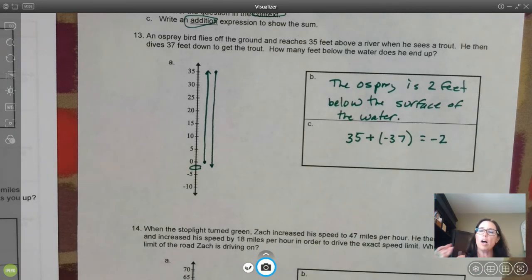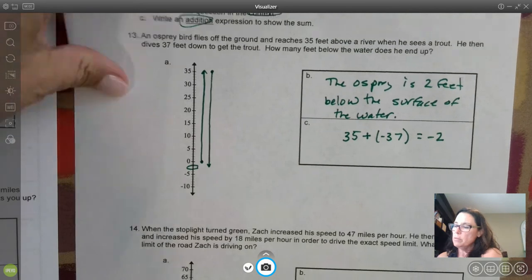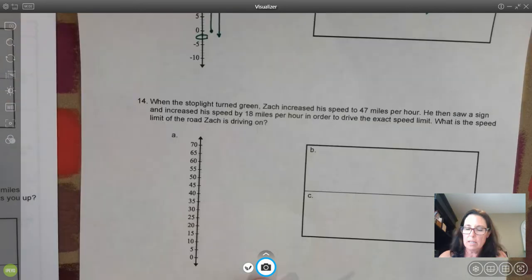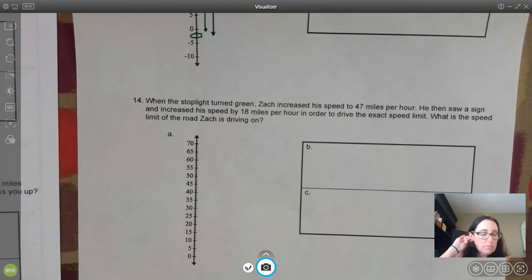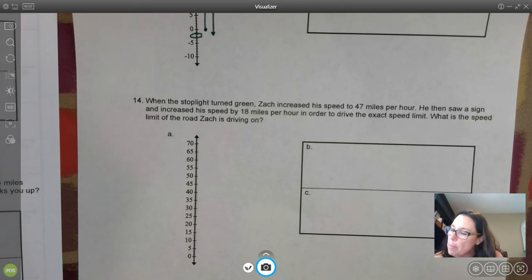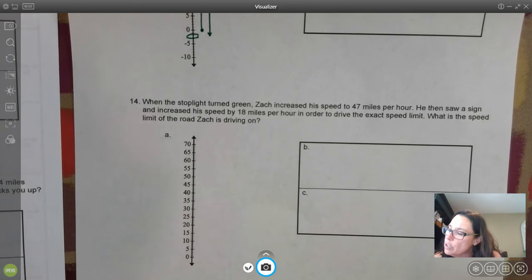Okay, go ahead and pause me and give number 14 a shot on your own. Check me when you're done with it. Okay, when the stoplight turned green, Zach increased his speed to 47 miles per hour. He then saw a sign and increased his speed by 18 miles per hour in order to drive the exact speed limit. What is the speed limit of the road Zach is driving on?